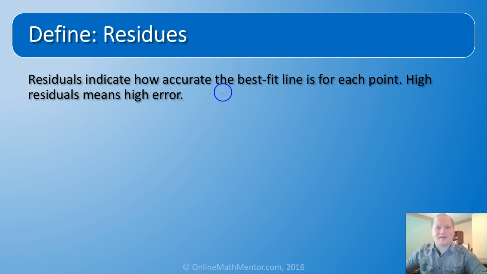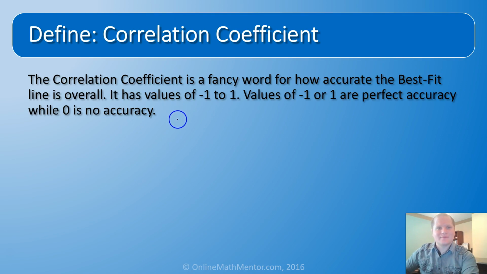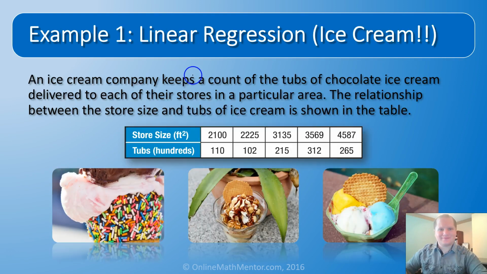Residuals indicate how accurate the best fit line is for each point. Having high residuals means you have a high error. The correlation coefficient is a fancy word for how accurate the best fit line is overall. It has values from -1 to 1, where values of -1 and 1 are perfect, and 0 means no accuracy whatsoever. It couldn't be farther from the truth.